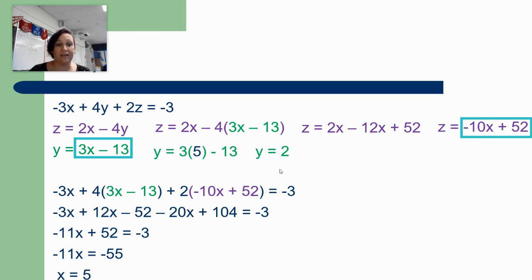Now that we know our x and y, you have two options. You can plug in this 5 for the x over here, or you can take the 5 and the 2 and plug them into the original purple equation. It doesn't matter. You should get the same answer no matter which of those you do. I think I plugged it into this one, so I'd only have to plug in one variable. And again, maybe you can do that in your head. -10 times 5 and then plus 52. And I get that the answer is also 2. So this was lots of substitution.